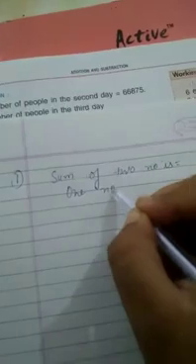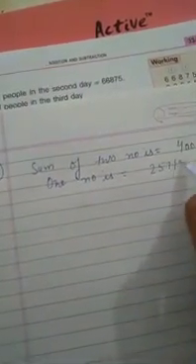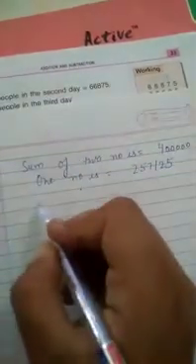Means firstly you can write sum of two numbers is 4 lakh, that is given, and now one number is 2,57,125, and you have to find the other number. Means you can subtract this number from the sum of the two numbers, so you can find the other number.